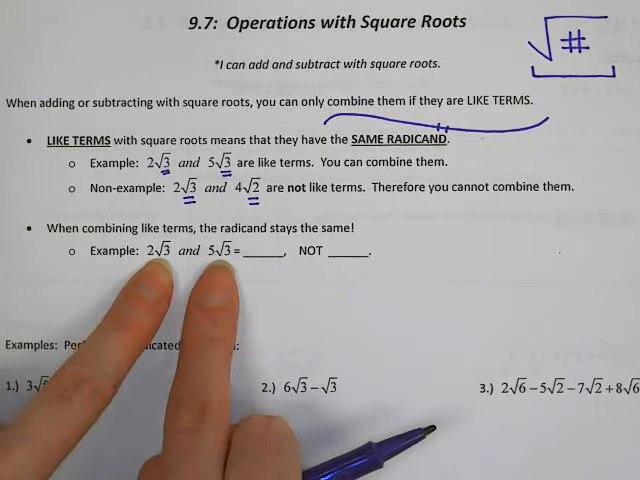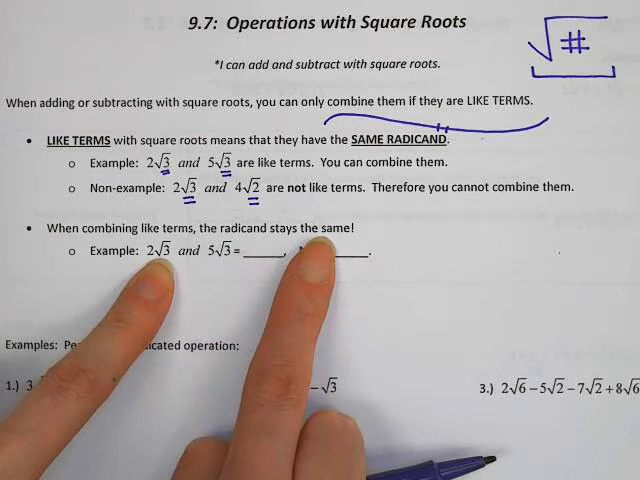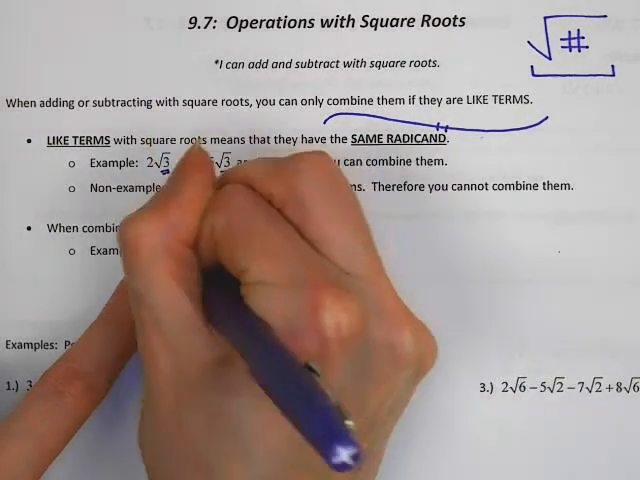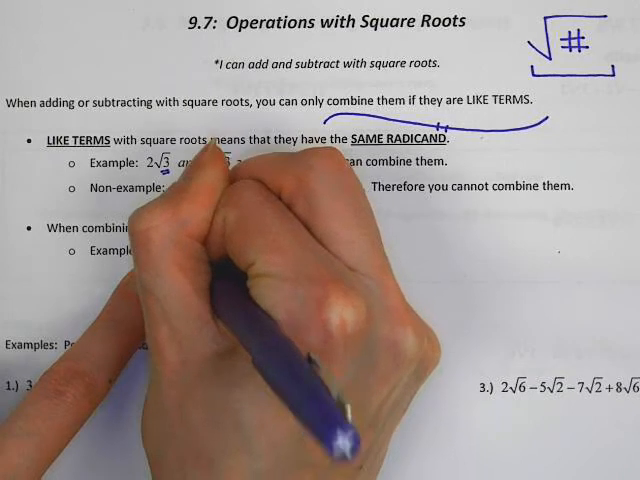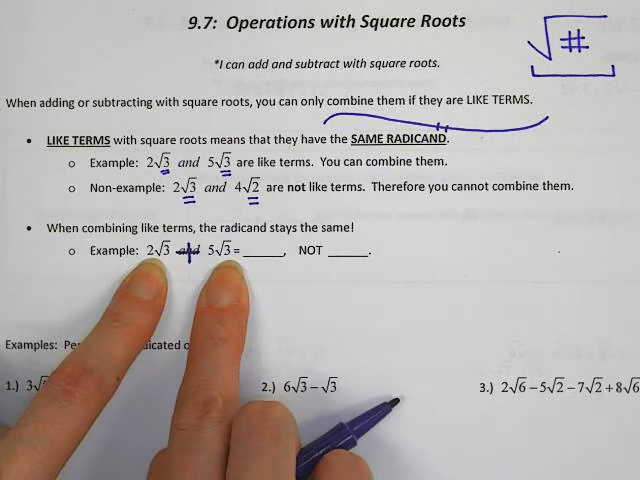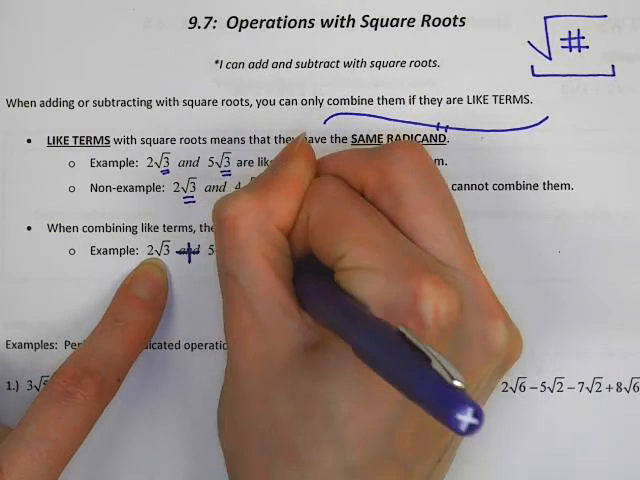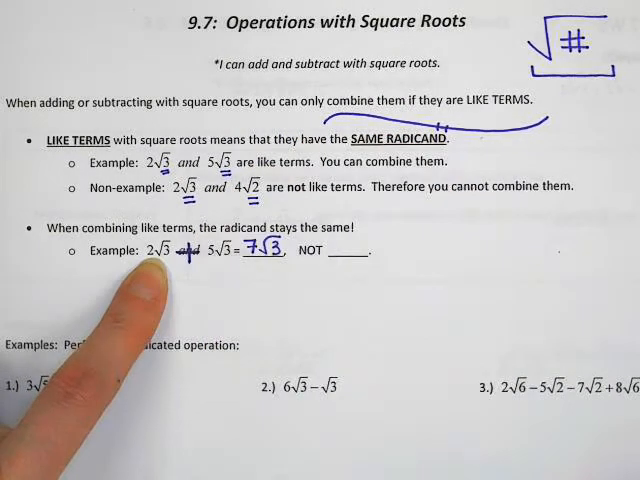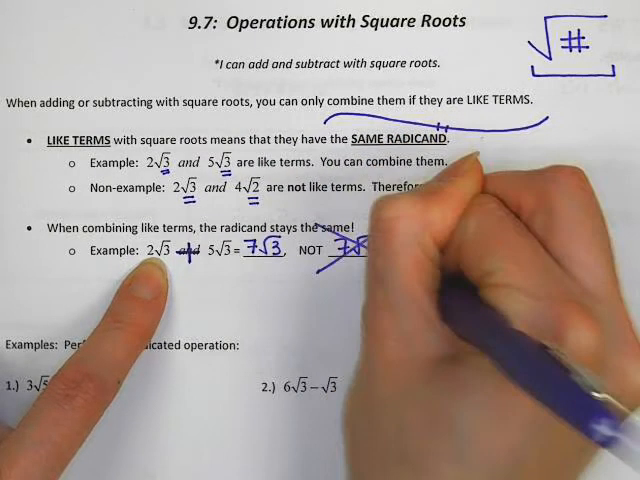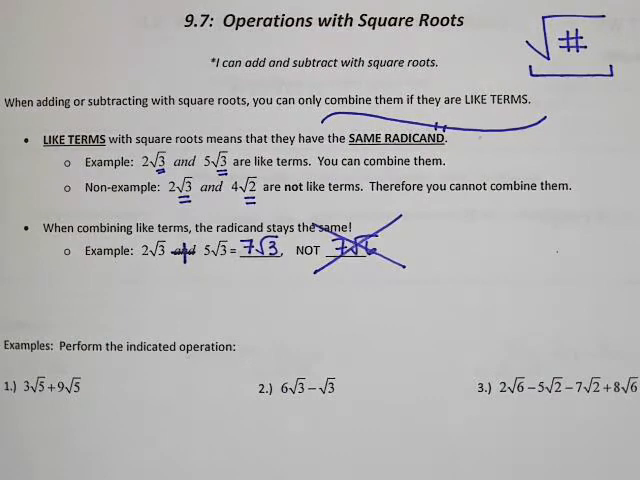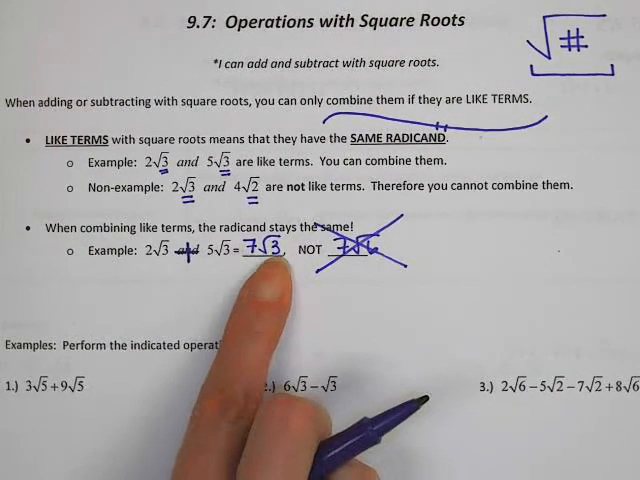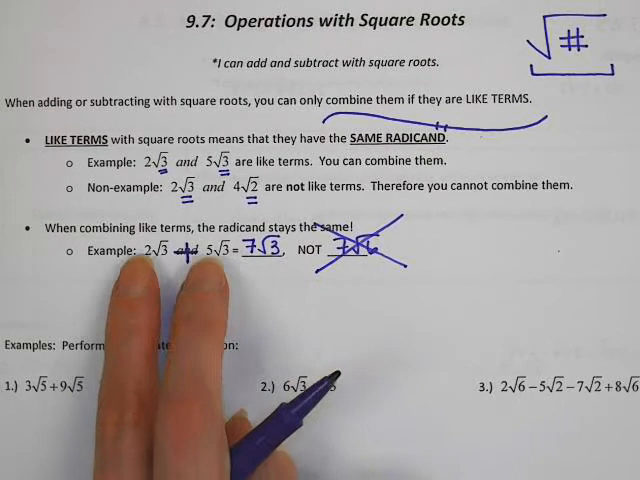When combining like terms, the radicand stays the same. So 2 root 3 plus 5 root 3, let's say this was a plus. 2 root 3 plus 5 root 3, guess what it is? 7 root 3. Not 7 root 6. Okay, so when you're adding and subtracting like terms, the radicand stays the same. You only work with the outside numbers.